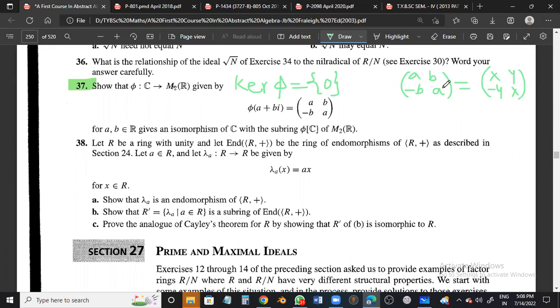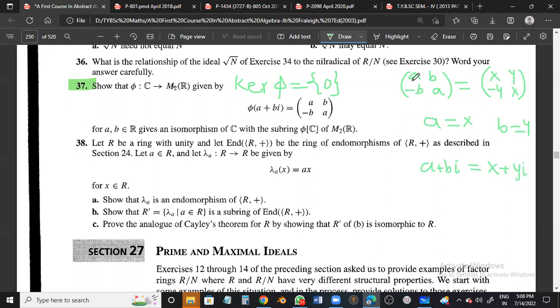Now what will happen? These are two matrices, so corresponding places are the same. First row, first column entry must be equal to first row, first column, so I got A equal to X. First row, second column entry is equal to first row, second column entry, so I directly got B equal to Y. Now let me confirm my result by equating the next row also. Here I am getting minus B equal to minus Y, meaning B equal to Y itself, and this entry says A is equal to X. So I got that a plus bi comes out to be the same as x plus yi.